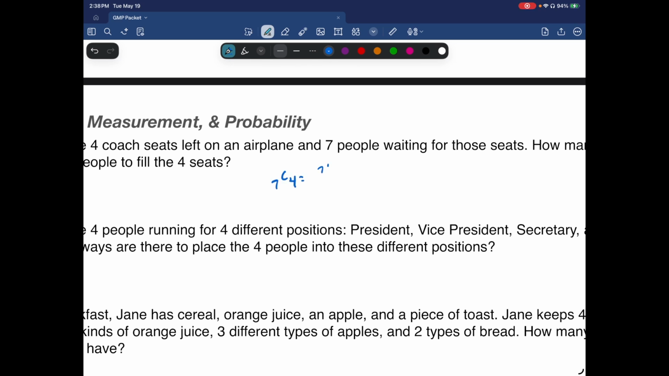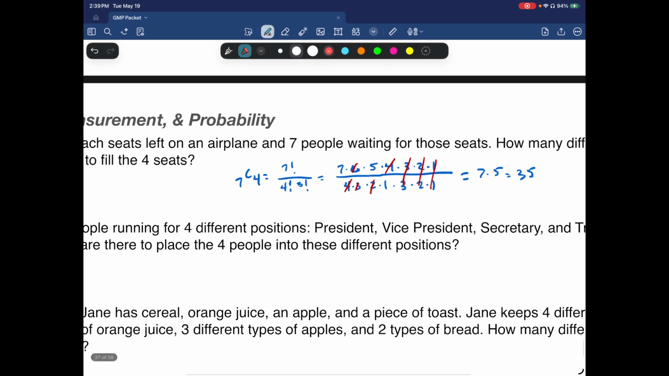All right, so I got 7 factorial over 4 factorial times 3 factorial. All right, so you got 7 times 5 times 4 times 3 times 2 times 1. Oops, I forgot the 6. Times 6 times 5 times 4 times 3 times 2 times 1. All right, 4 times 3 times 2 times 1 times 3 times 2 times 1. All right, and get rid of these. 4 goes away. 3 and 2 is 6. All right, so 7 times 5 is 35. 35 ways to choose 4 people out of 7.